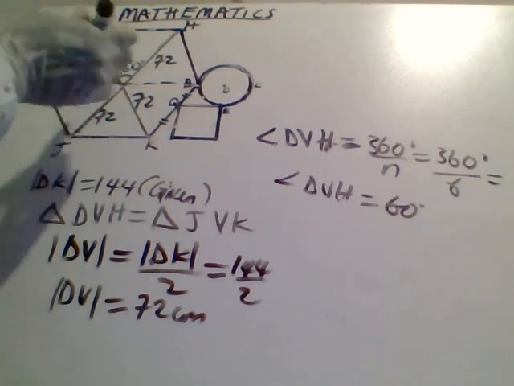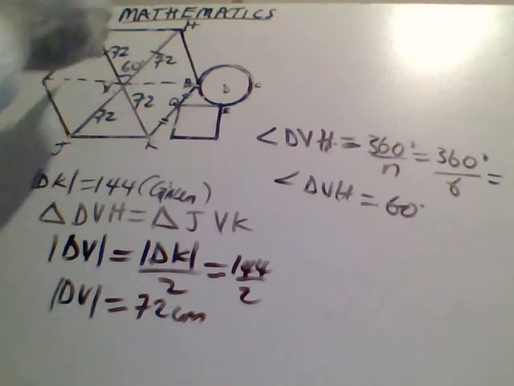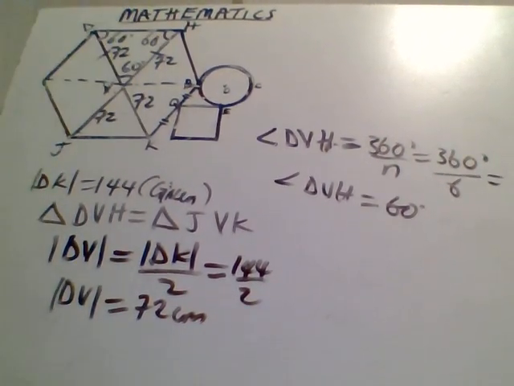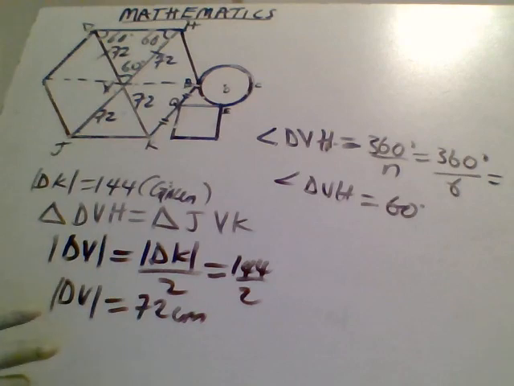And since here is 60 degrees, and this length is equal to this length, the angle here is 60 degrees and the angle here is also 60 degrees. So triangle DVH is an equilateral triangle. Since it's an equilateral triangle, let's proceed into solving other things that we need. What do you know about an equilateral triangle?